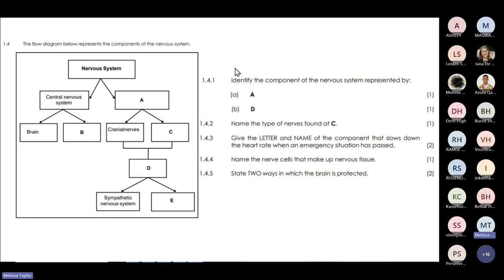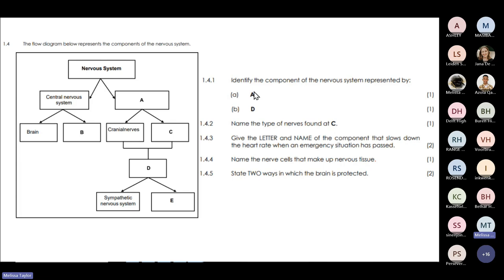1.4.1 asks you to identify the component of the nervous system represented by. Remember, identify, they just want you to give the label. So what would it be called? No description or anything like that. Okay, remember to read the question carefully. So you just need to give a one word answer here. I will show you the memo just now, but I want to just go through the answers while the questions are in front of you.